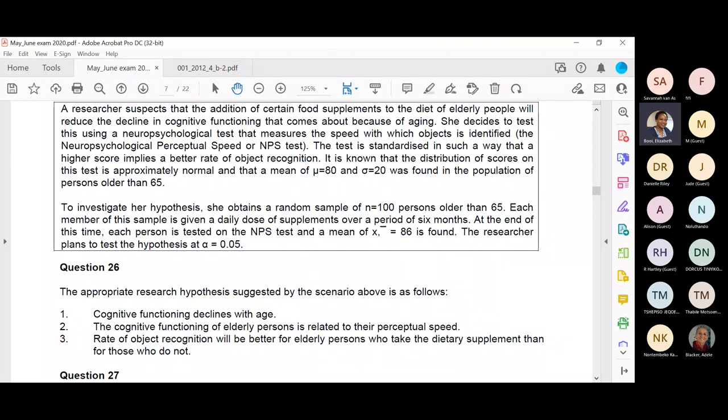The appropriate research hypothesis suggested by this scenario above is as follows. One, cognitive functioning declines with age. Two, the cognitive functioning of elderly persons is related to their perceptual speed. Three, the rate of object recognition will be better for elderly persons who take the dietary supplement than those who do not. Which one will be the appropriate hypothesis? Okay.